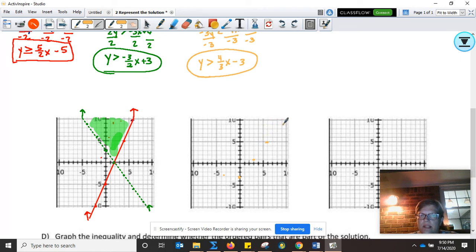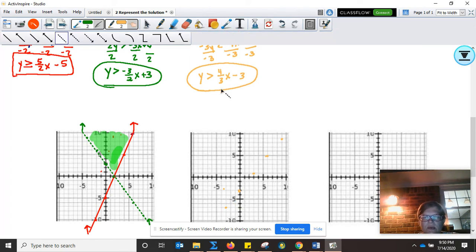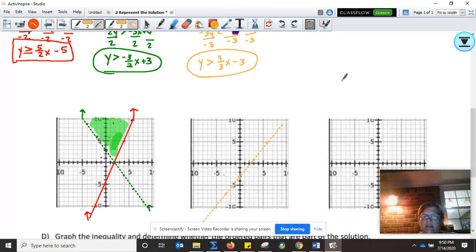If I can go up and right, I can also go down 1, 2, 3, 4, and left 1, 2, 3. Okay, and that's as far as I can go. It's a greater than, so you know it's going to be dotted. So I'm going to draw my line. Okay, so there's our line. And it's greater than, so I'm going to shade up top.